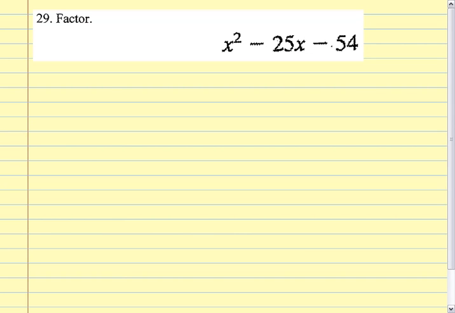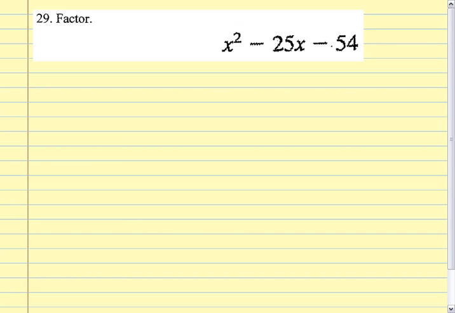Okay, folks, number 29, it says factor. Here we go. Look, first thing, is there anything I can pull out? When I look at this, I see there's nothing that goes into each one of these terms. Second question, how many terms are there? There are 3 terms. Okay, well, if there are 3 terms, that means there are 3 possible things.